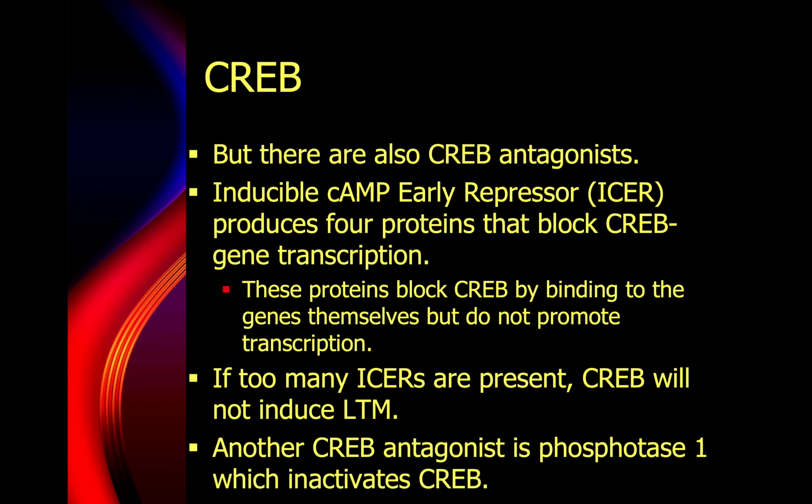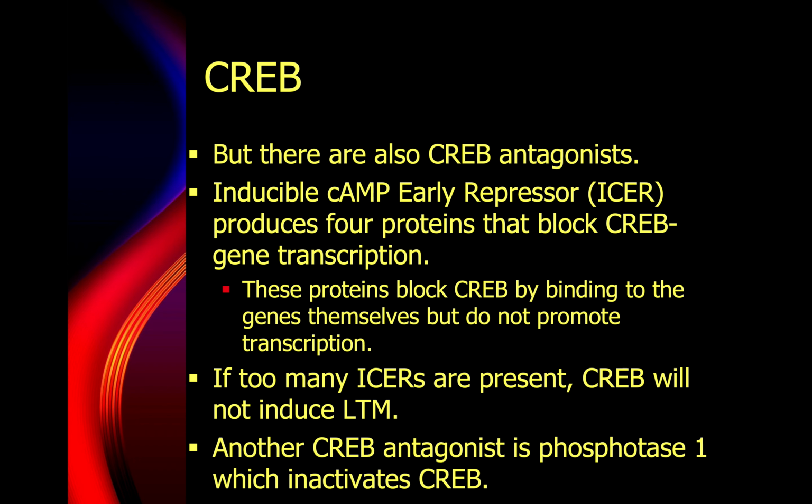But there are also CREB antagonists. Inducible cAMP early repressor, ICER, produces 4 proteins that block CREB gene transcription. These proteins block CREB by binding to the genes themselves, but do not promote transcription. If too many ICERs are present, CREB will not induce long-term memory.